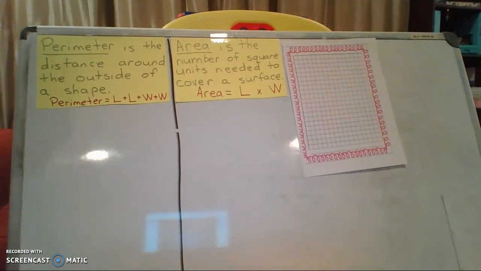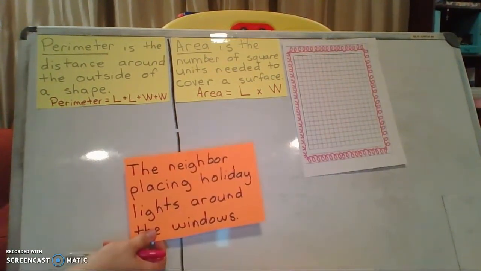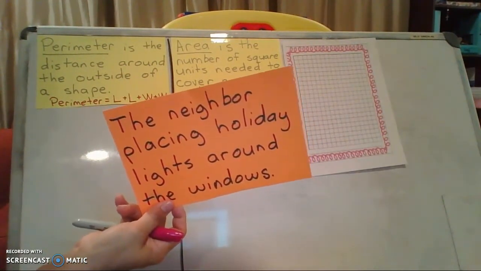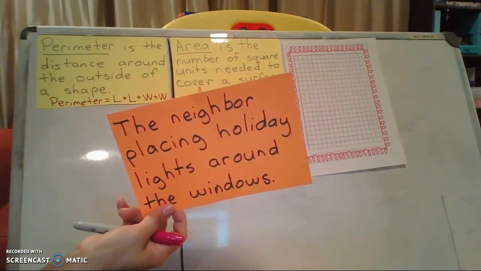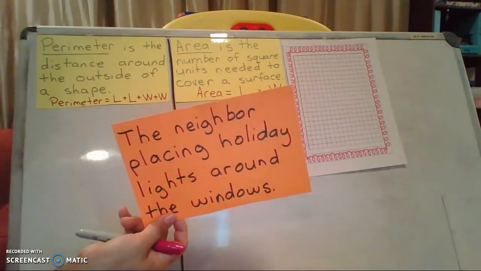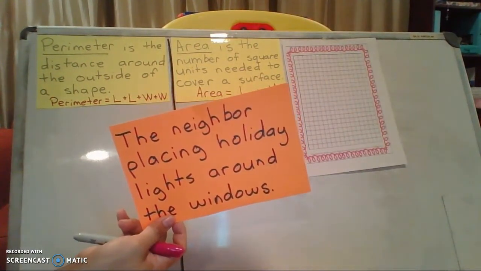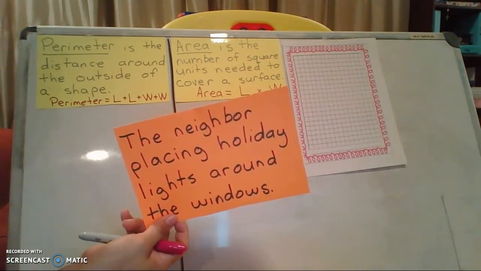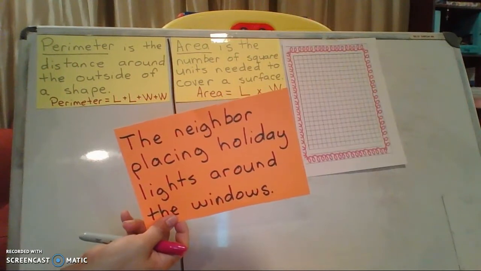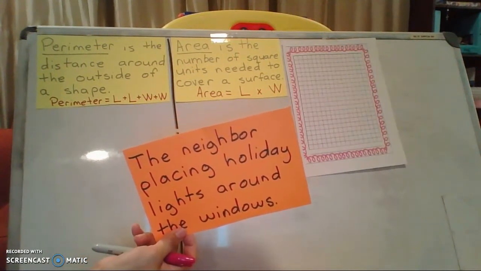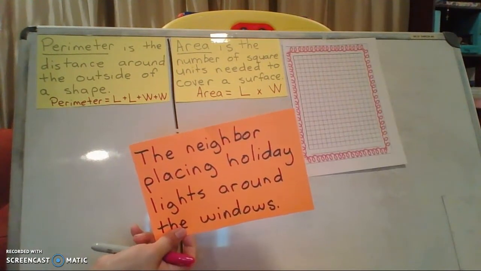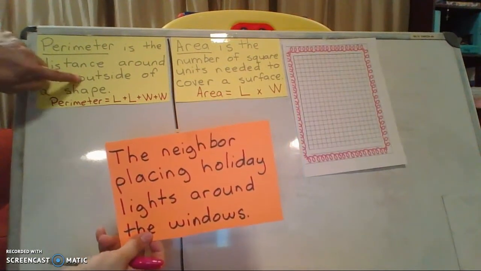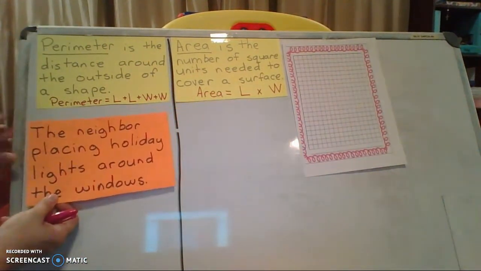This is the first one. What if the neighbor is placing holiday lights around the windows? Think of this, a string of colorful lights or just white lights in a straight string, electrical string, and the neighbor wants to place them around the windows. Would this be perimeter or would this be area? Well, if the neighbor's going to place it only around the frame of the windows, it would be covering the outside of the shape of the window, so this would be perimeter.